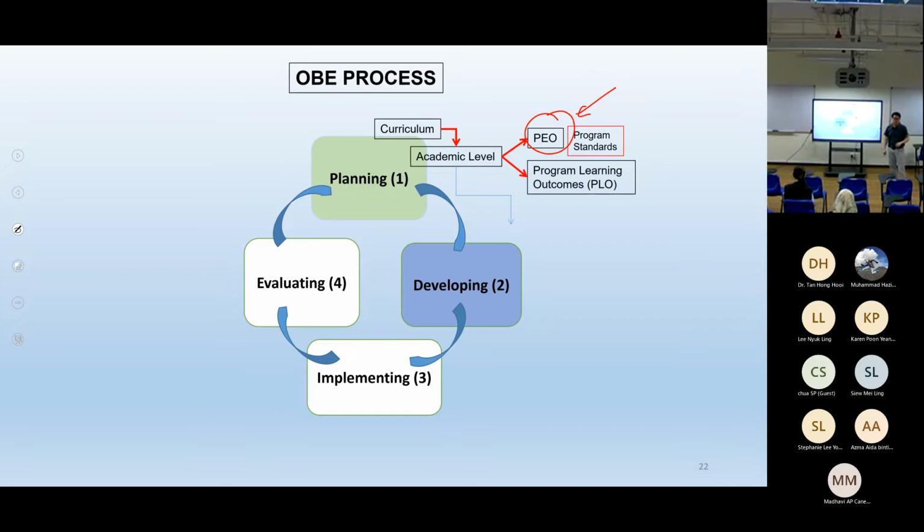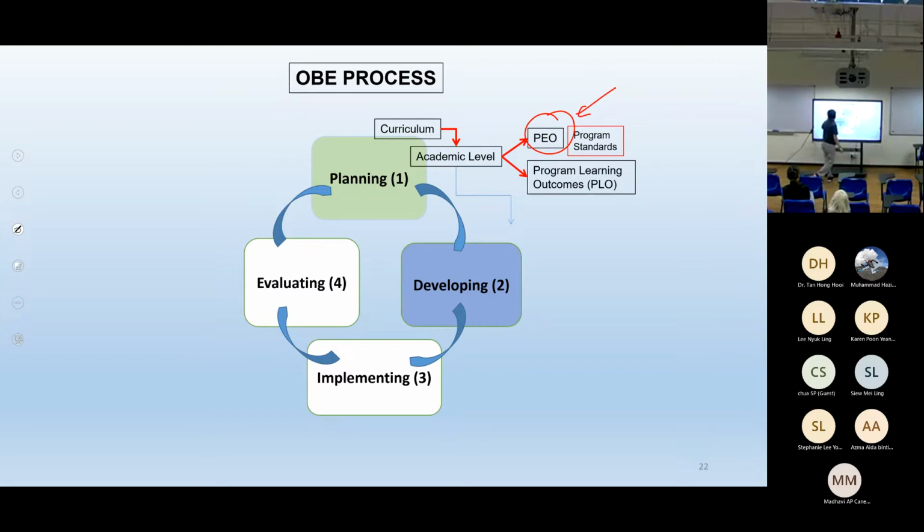So let's say we have a program, Bachelor in Hospitality, and this year we have students coming in 2022, students will graduate in 2025, so we need to make sure that the students are relevant from 2025 to 2030. That is our role, because we cannot forecast anything more than that already. So that is called PEO. That is the most important thing. This is so important that it will drive other things.